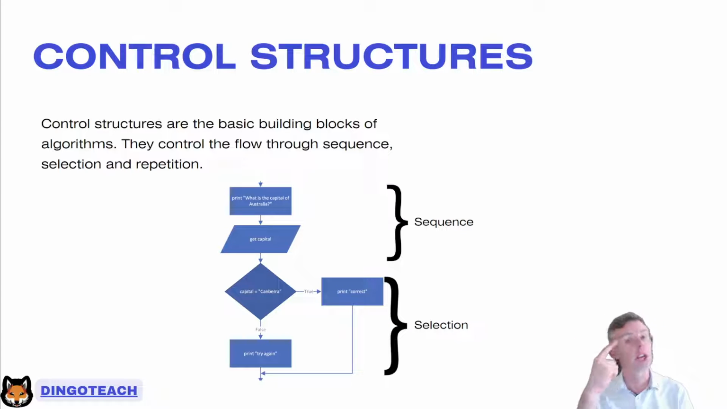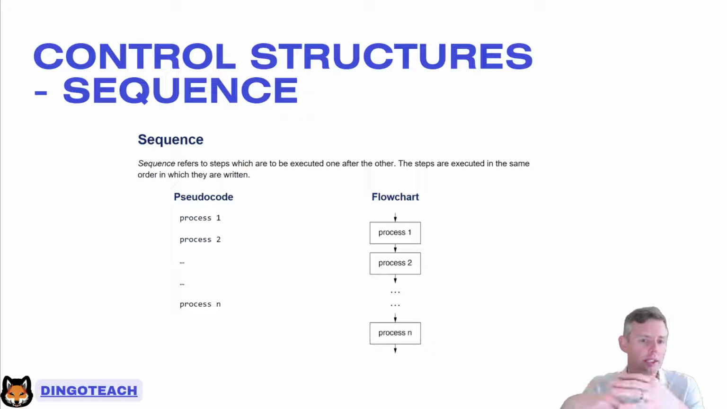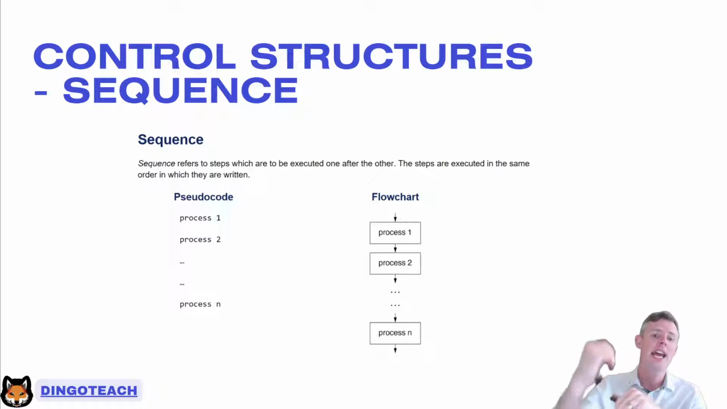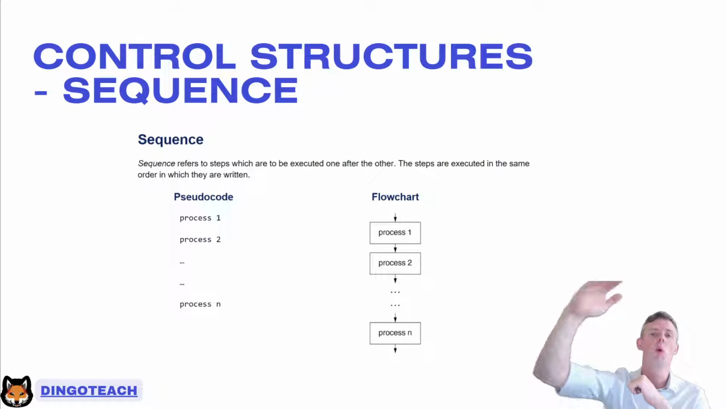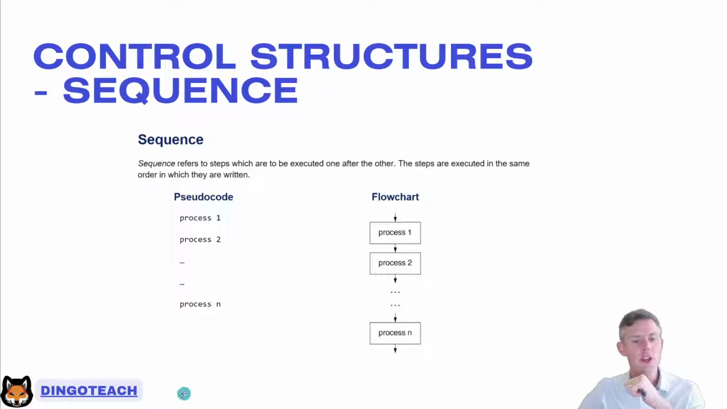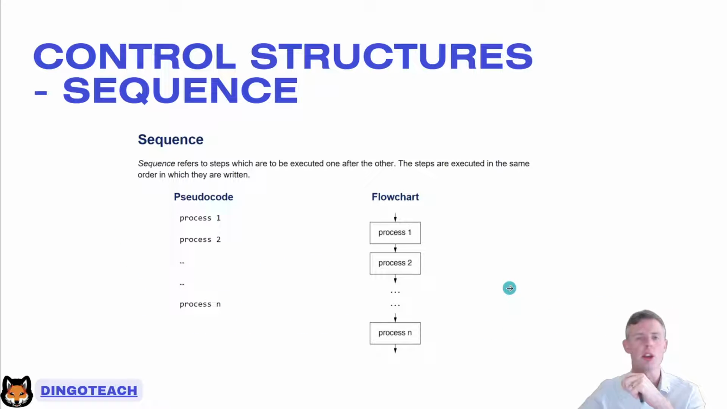Let's dive in and have a look at what these control structures look like and what they are for both pseudocode and for flowcharts. And the first one is called a sequence. It is the simplest one possible. It is literally line by line steps of code that are executed in the exact order that they are written, and we execute them one after the other. So if you see process 1, process 2, process 3, all the way down to the bottom. There's no if statements, there's no loops, nothing. This is called a sequence of code.